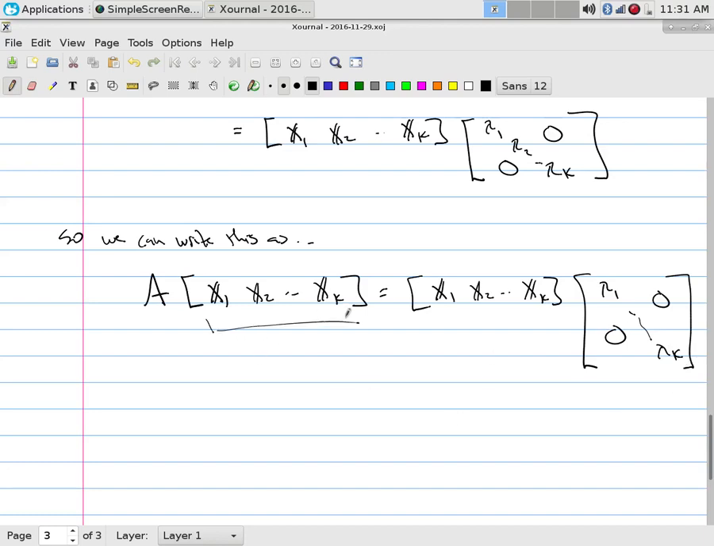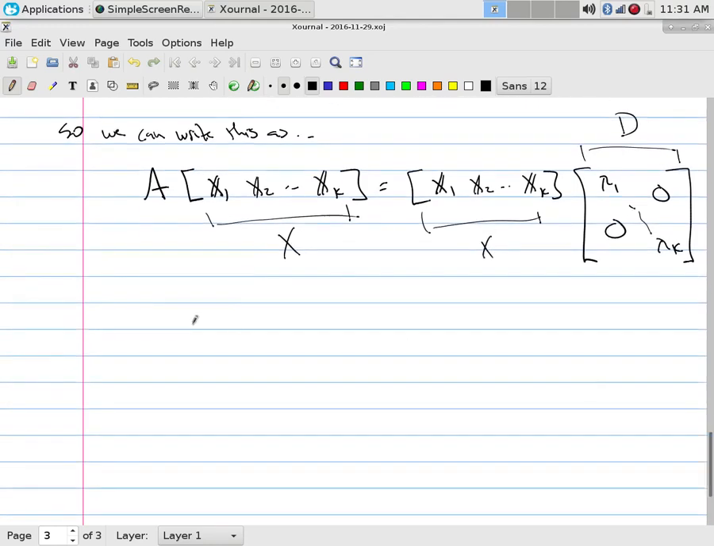And if I want to, I could just simply call that thing capital X. Since that's a diagonal, I'm just going to call that D. And so this looks like this. AX equals XD. But if A times X equals X times D, another way of writing that would be to take, let's say, what would happen, how do I move this X in front of the D to the left-hand side? It's inverse.